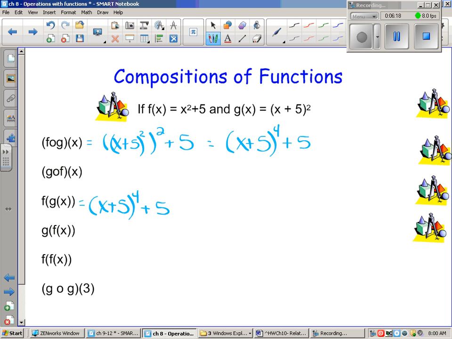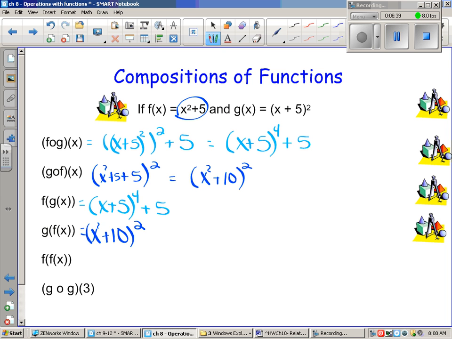G of f then would be take g, but in place of x, you're going to put f of x, or the x squared plus 5. And then you would have that. So this instead would be x squared plus 10 squared. A little different than what you saw above. All right, f of x and g of 3.